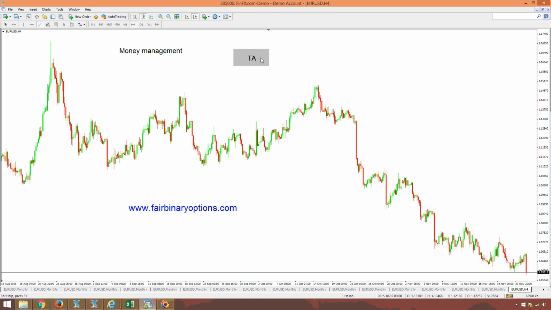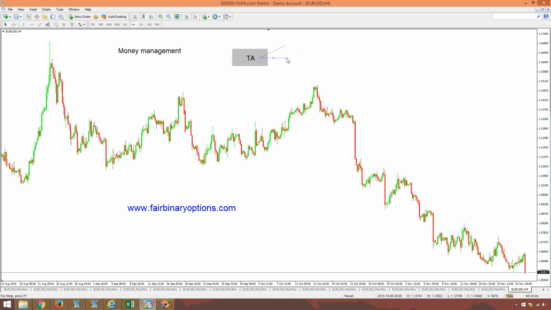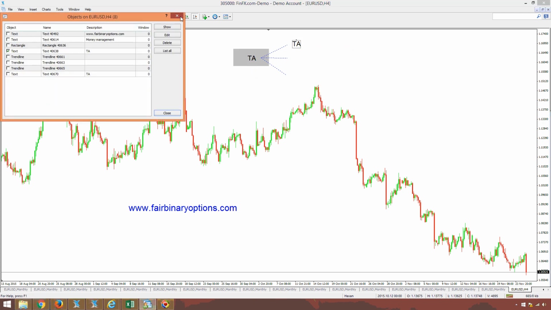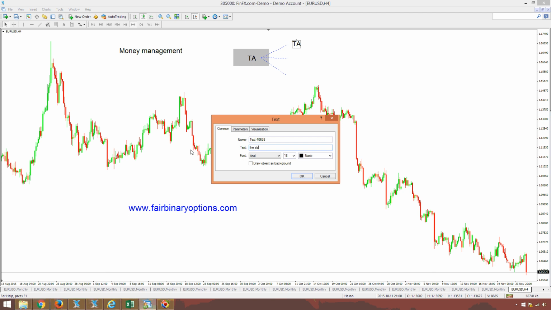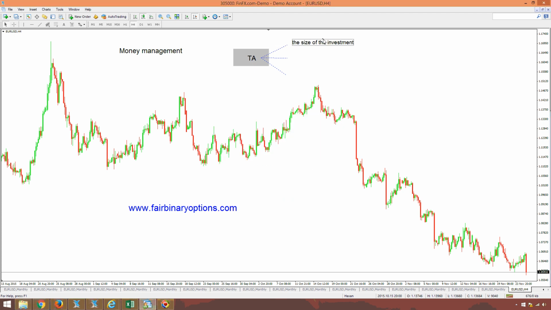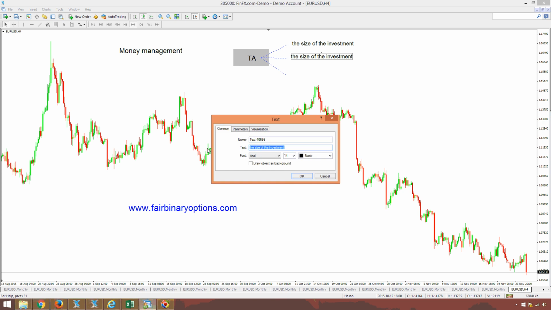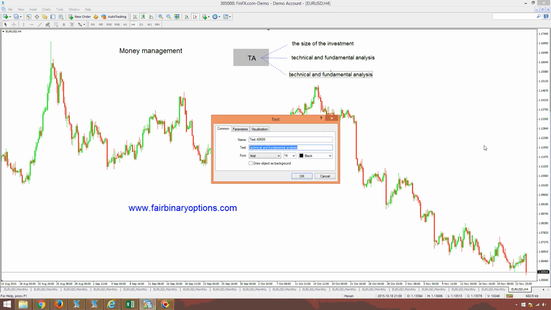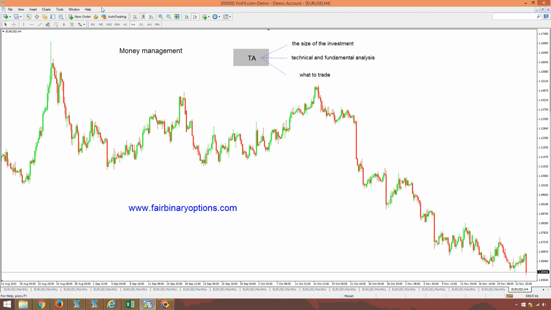So we have basically the following. We are looking at the size of the investment, and then of course we are considering as well the reason, or technical and fundamental analysis, and of course we are considering the object, or what we are trading. When it comes to binary options, one can trade currency pairs, indices, commodities, specific equities. It doesn't really matter.